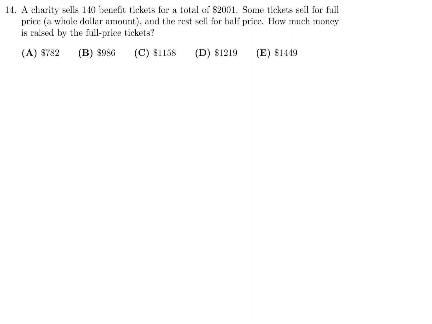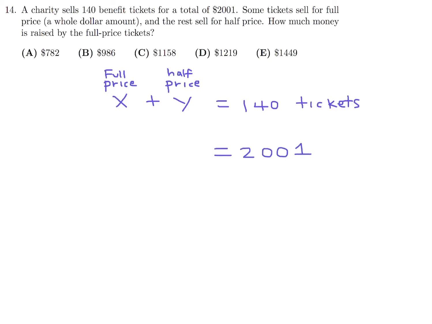Okay, so we have full price and half price tickets. So full price plus half price tickets. The X will represent full price and the Y will represent half price. And they are saying that there's a total of 140 of those tickets. And then they're saying that the total amount is 2001. So for the full price tickets, let's just say the price is represented by P for price.